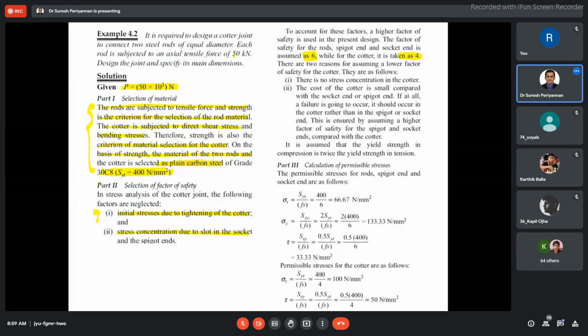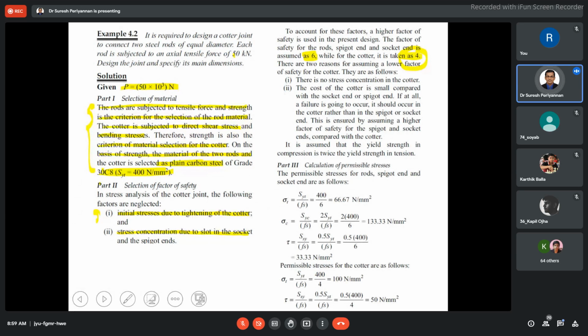The socket and the spigot are a complicated design, so more price, more cost, and they should be protected. When we define a lower factor of safety for the cotter, while failure is happening, only the cotter is going to be damaged, and we can save our other components, socket and spigot, because the cotter is less costly, easy to design, easily available, and easily dismantled and assembled. Hence, we are using a lower factor of safety for the cotter. This is a very important reason.